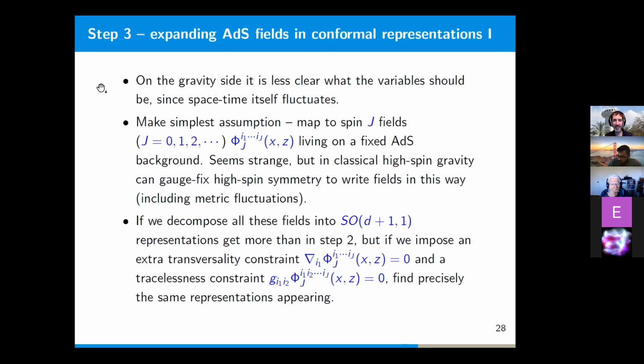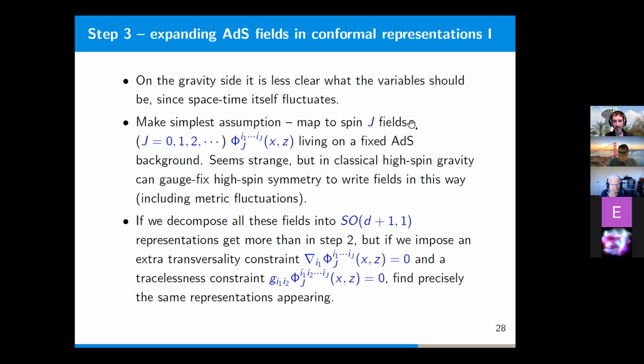Now, on the gravity side, it's much less clear what we should even start from, because a priori, we don't even know what would be the right variables on the anti-de Sitter side, since it's supposed to be a quantum gravity theory where the space-time itself fluctuates. But what we'll do is we'll just make the simplest possible assumption about what we should have on the gravity side. Namely, we'll just assume that we're going to have spin j fields of all integer spins living just on a fixed AdS background. Now, at first sight, that sounds very strange to have in a quantum gravity theory where we expect the space-time to fluctuate.